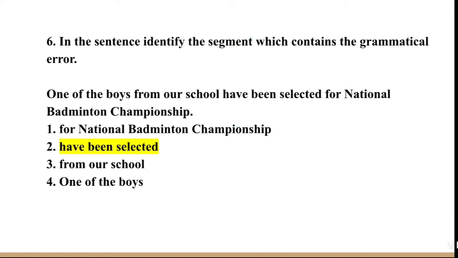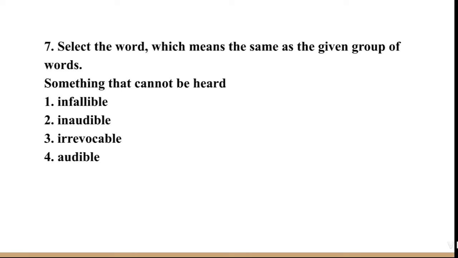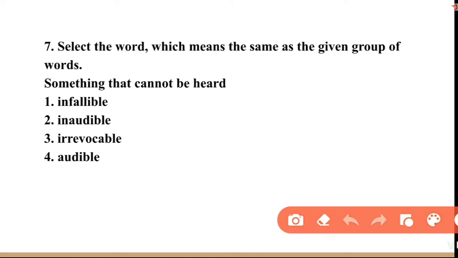Okay, so question number 7. Select the word which means the same as the given group of words. Something that cannot be heard. So you need to find out one word substitution basically. Something that cannot be heard. It's very easy. It's inaudible. Audible means something that you can hear.